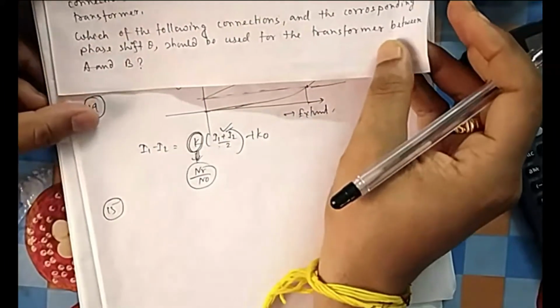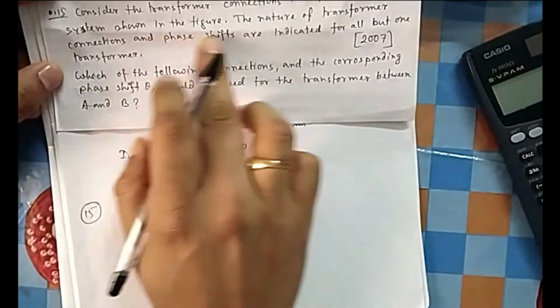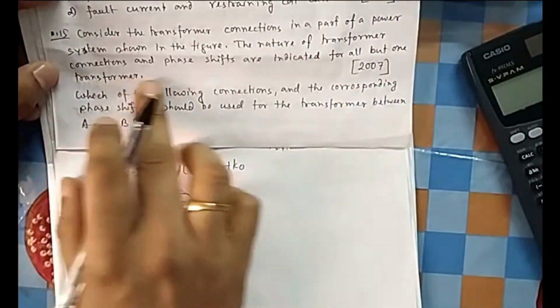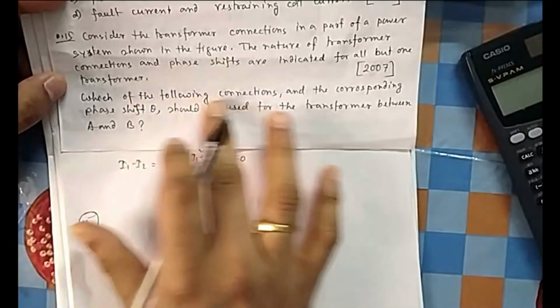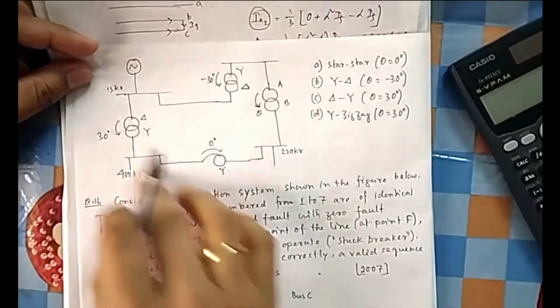Consider the transformer connections in a part of a power system shown in the figure. Nature of transformer connections and phase shifts are indicated for all except one. One is not shown. Which of the following connections and corresponding phase shift theta should be used for the transformer between A and B? So here is the figure. If you see the figure, this was the figure.